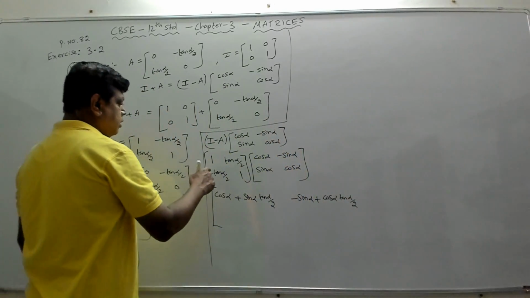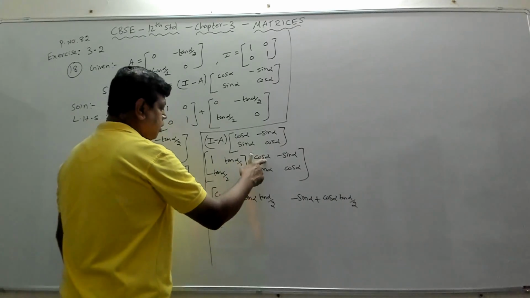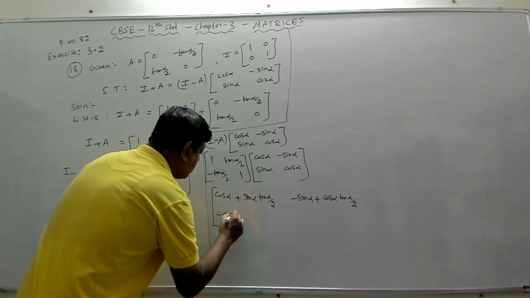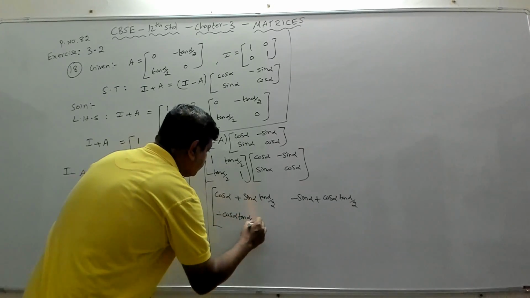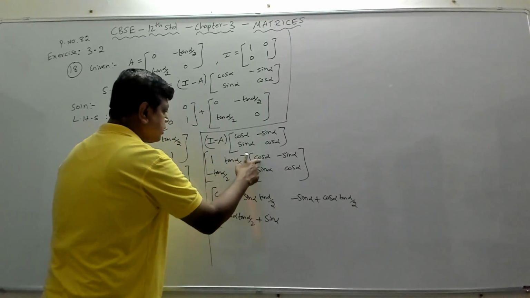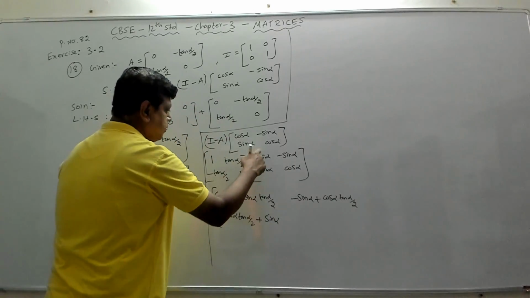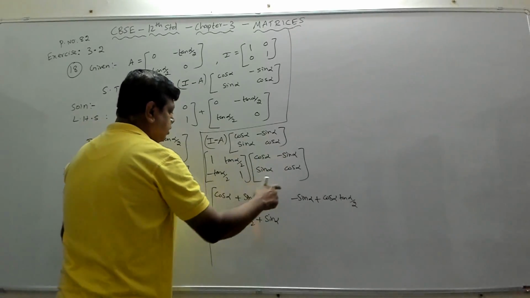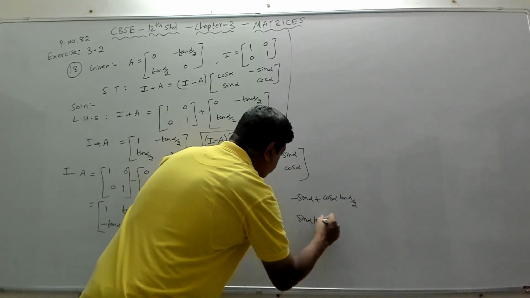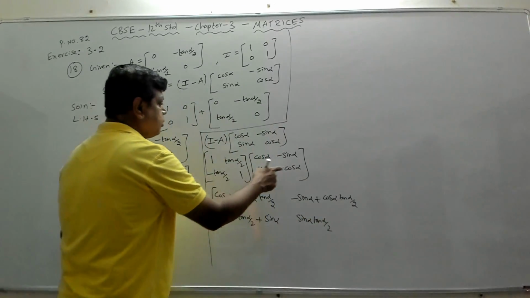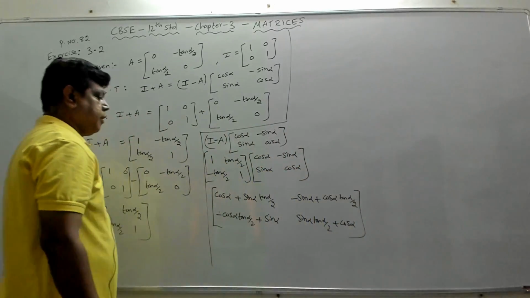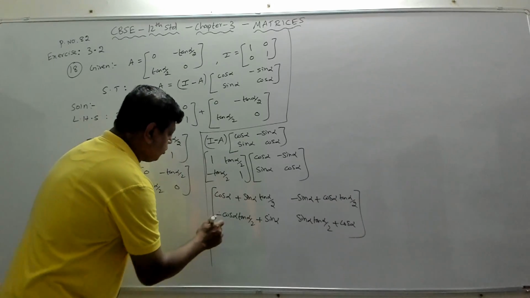Then we do the second row. Minus tan alpha by 2 into cos alpha is minus cos alpha tan alpha by 2, plus 1 into sin alpha is sin alpha. So this into this plus this into this; second row with the first column will give that. Now second row with second column: minus tan alpha by 2 into minus sin alpha will become sin alpha tan alpha by 2, plus 1 into cos alpha is cos alpha. Right, so that is what we have got now.